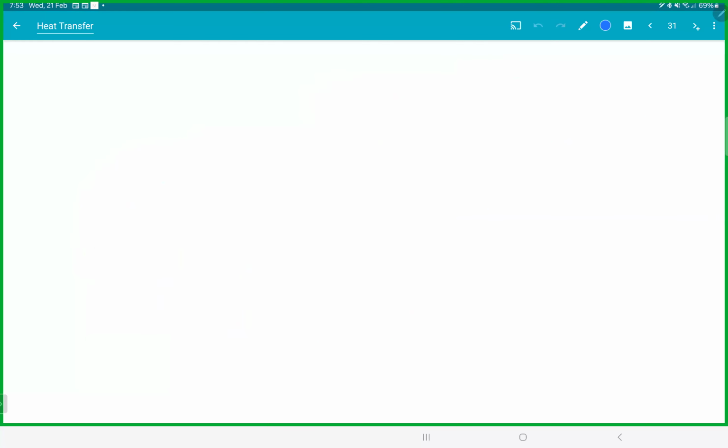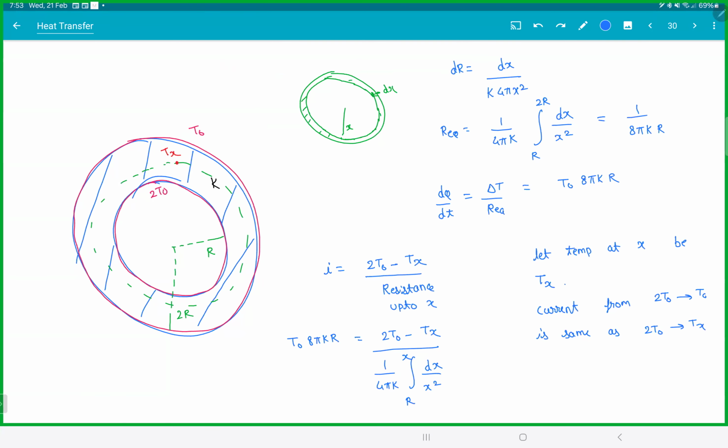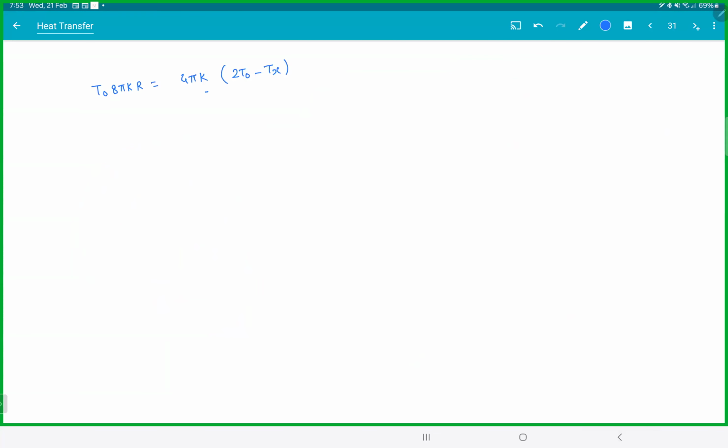I'll just run the page. So that will be 4 pi k will go up. So T naught 8 pi k r, this would be 4 pi k, 2 T naught minus Tx. Niche integral is minus 1 by x. So 1 by r minus 1 by x, 4 pi k, and this will cancel. That would be 2T naught 1 by r minus 1 by x is 2T naught minus temperature at x.